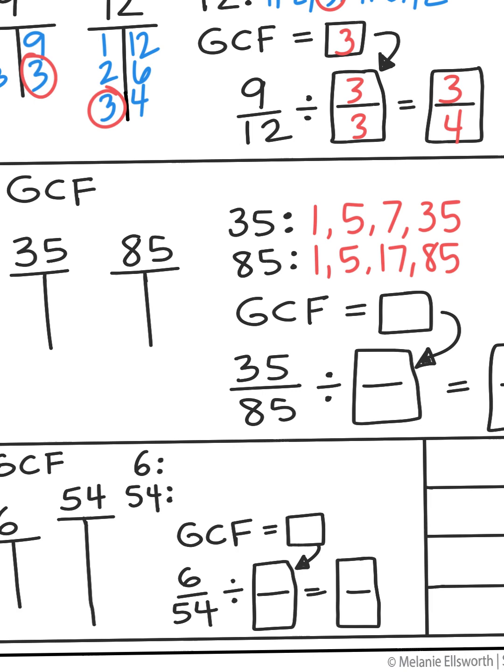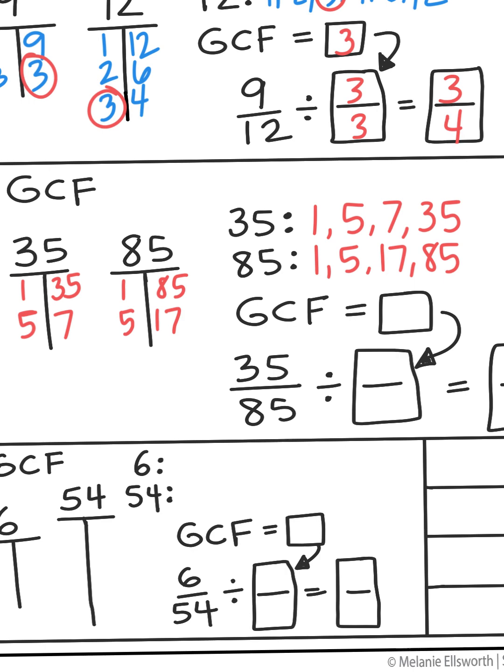For the T-chart method, you're going to have the exact same numbers. You're just showing what's multiplied together to equal 35. So I would have 1 and 35, 5 and 7. For 85, I would have 1 and 85, and then 5 and 17.